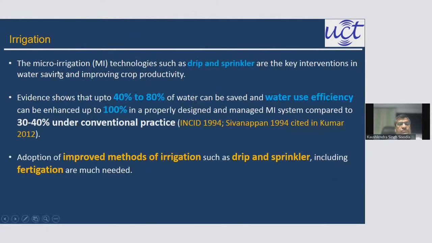In irrigation, there is now an adoption of micro irrigation technologies. Under micro irrigation, we generally have drip and sprinkler methods, which are the most popular and are used for improving crop productivity. As per the data, 40 to 80% of water can be saved if we use drip and sprinklers. And the overall water use efficiency can be increased up to 100% if we properly design the complete irrigation system, compared to the 30 to 40% achieved by conventional practice.